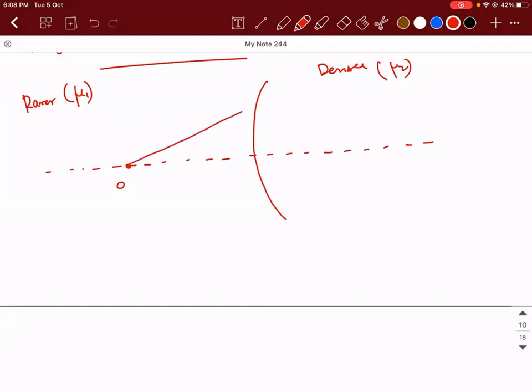When the ray is traveling like this and hitting the surface, at this point, what are we supposed to do? At the point of incidence, what are we supposed to do? Draw the normal, right? And this is the actual path of the particle. So when a ray is traveling from rarer to denser medium, what will happen to that ray?